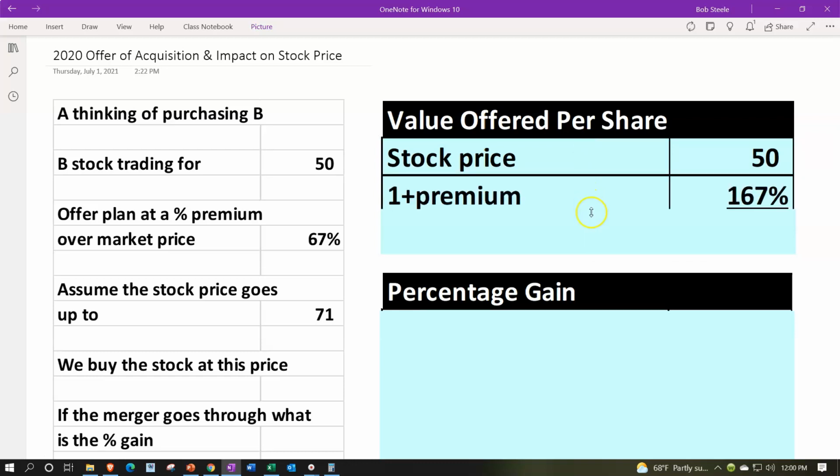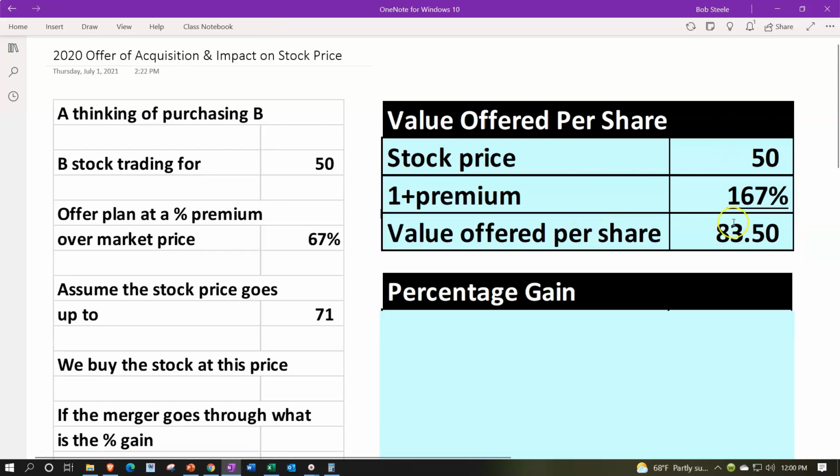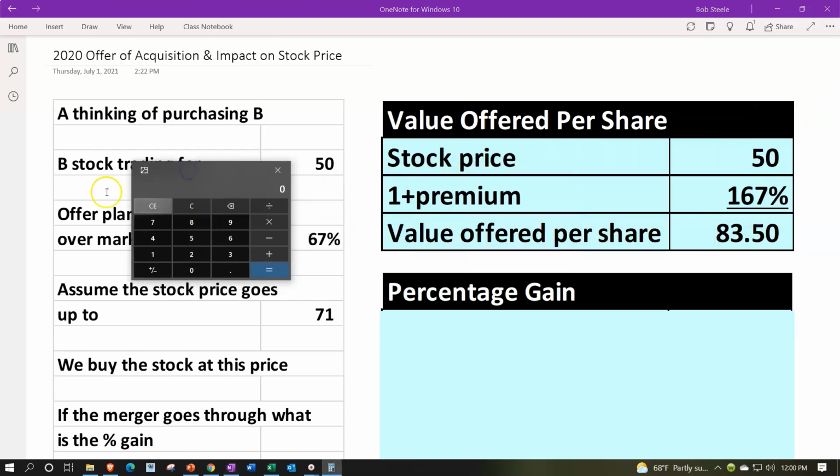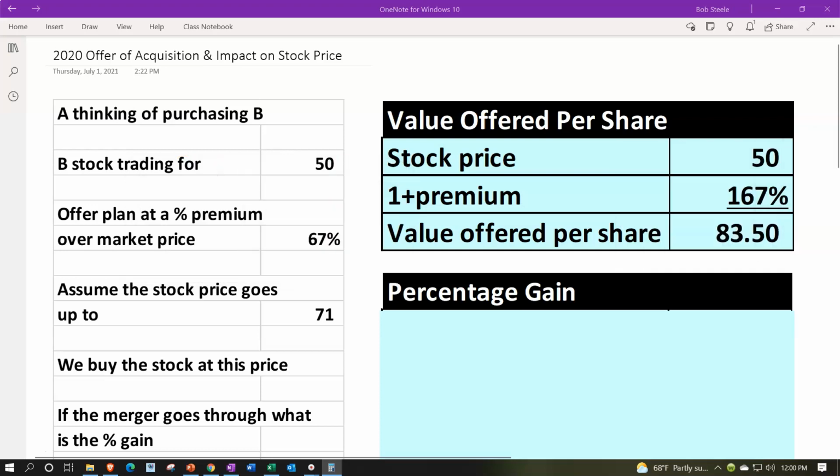We've got the $50 price before the offer takes place, and then we've got the offer at 67% over the stock price, giving us the value offered at $83.50 per share. In other words, we have the $50 times the 0.67. That would be the premium, plus the $50 would be the $83.50. Or we take the 1, or 100%, plus the 0.67, 67%, for 1.67 or 167% times the 50. That also gets us to that $83.50.